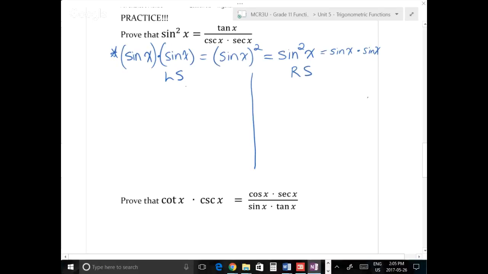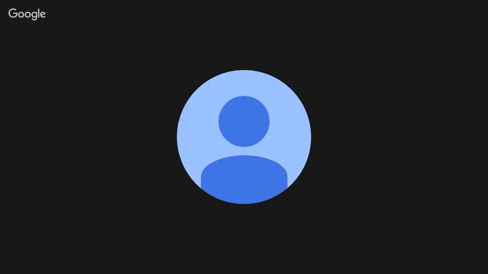The good thing is, I think that left side, you can't get more just sines and cosines than sine squared x, right? So that left side probably just wants to be left alone.